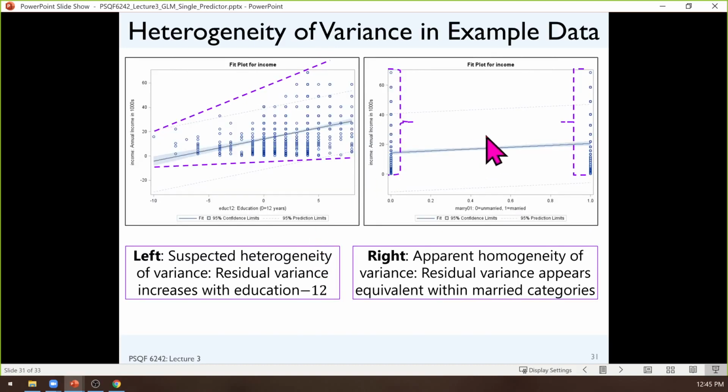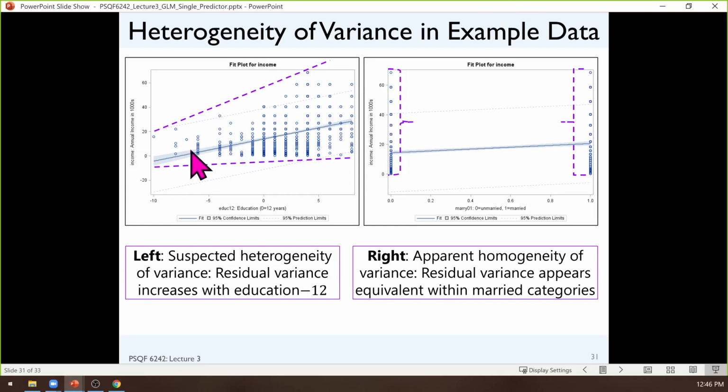In the example data that we had, so we were predicting income from education and from marital status in example 3, and you'll get a chance to practice these sorts of models in homework 3. The one on the right here, the distribution around the predicted income for people who are unmarried versus married, I tried to highlight it here in purple. The width of this looks about the same for both groups. So it looks like the variance of the E residuals is fairly similar, just eyeballing it, within the 0 group and within the 1 group.